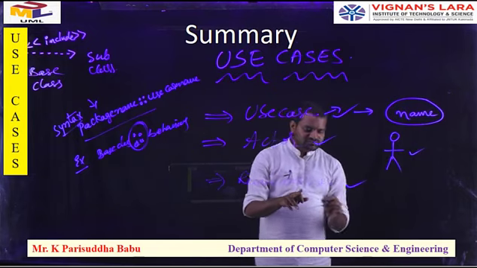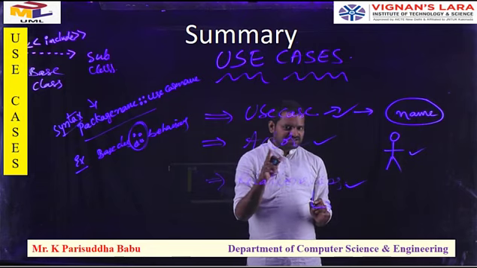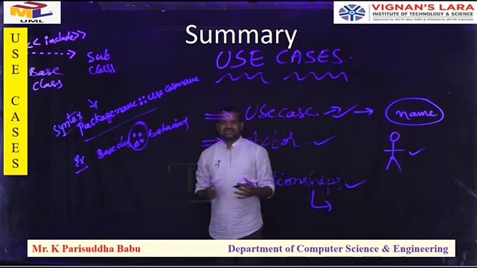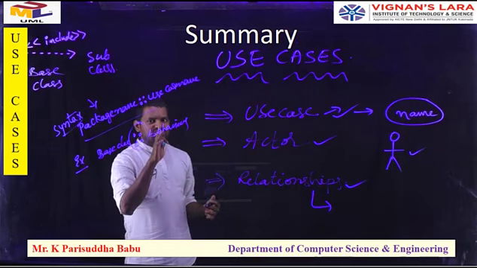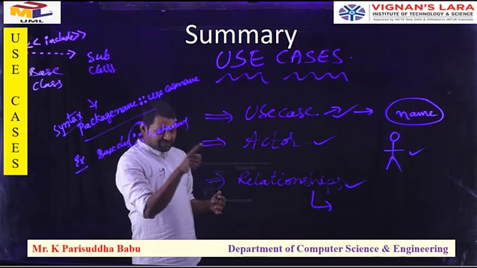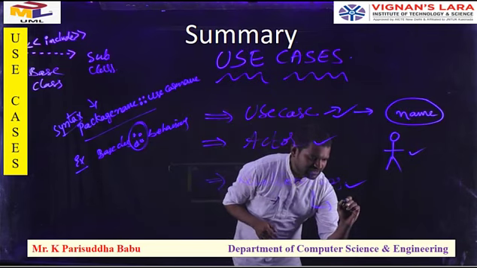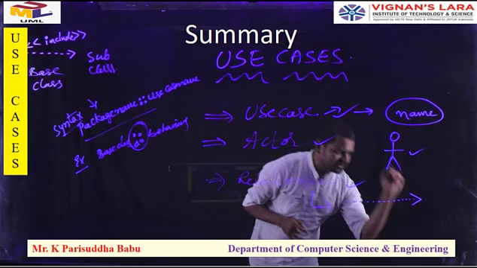Relationships are of two kinds, and this is very important. Relationships are the links we use in a use case diagram. These relationships are dependency relationships. A dependency is represented as a dotted arrow.